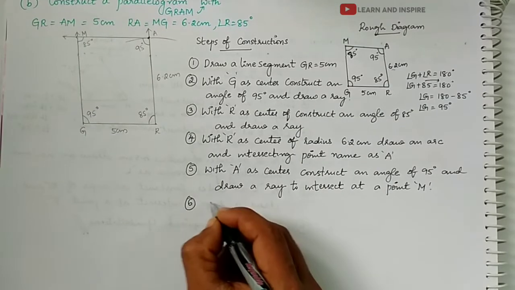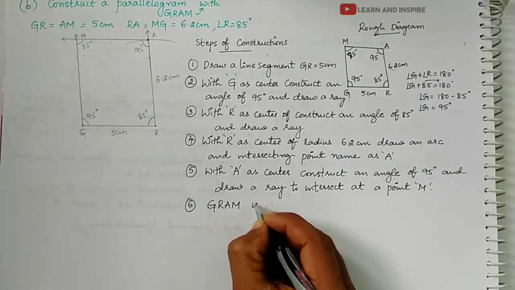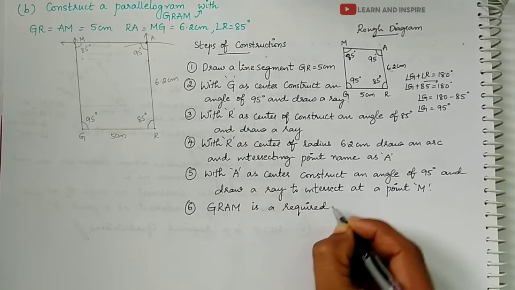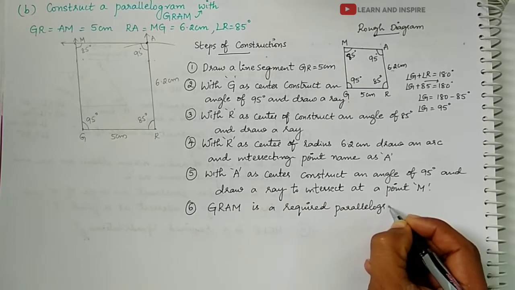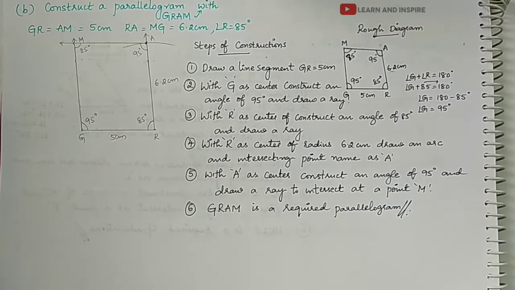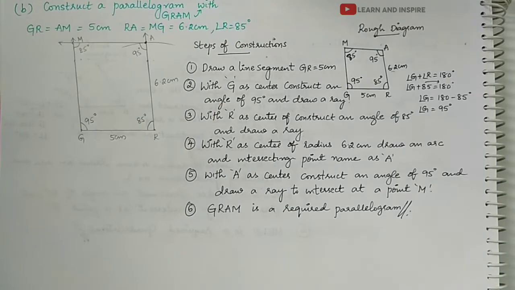And the last step, GRAM is the required parallelogram. Understood? So this is question number 2. Next we'll move on to the third question.